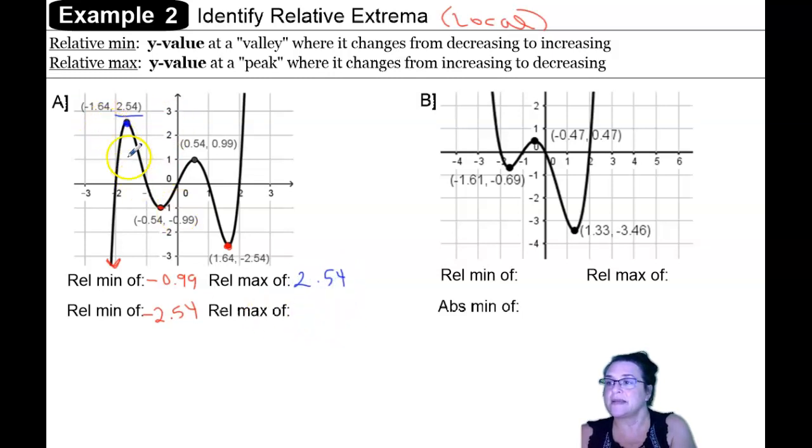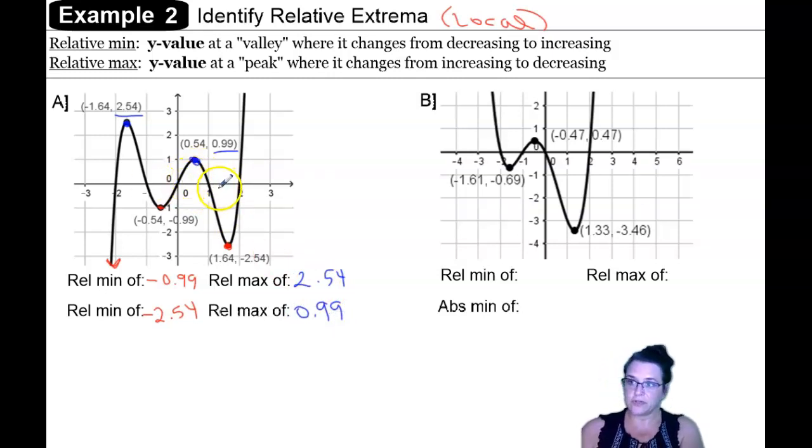Then as I continue on, decreasing turns to increasing, and then here we have a point where we go from increasing to decreasing. That y value of 0.99 is another relative maximum, a maximum occurring along my x interval 0 to 1. Okay, so you'll want to pause the video and go ahead and identify your extrema for example B, and when you're ready to check, you can turn the video back on.